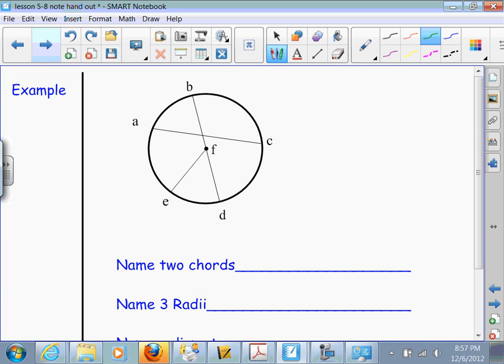Okay, so let me change this real quick. All of these should be capitalized. All your points are usually capitalized. Had a brain fart, I guess, when I was making this.